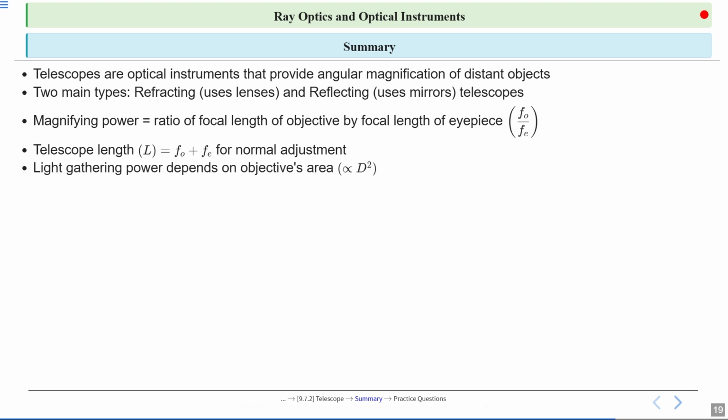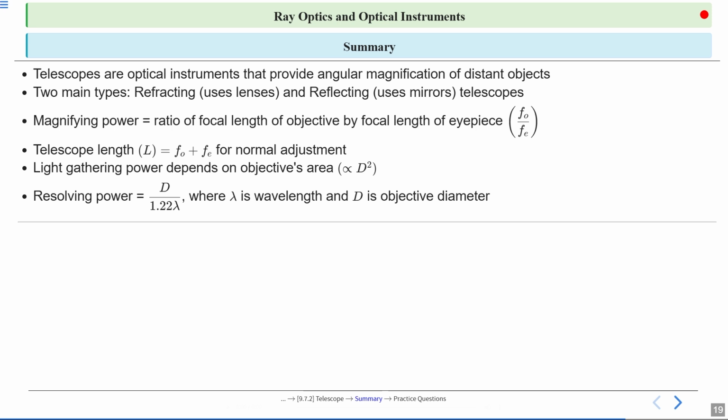Light gathering power is another critical aspect. It depends on the area of the objective lens, which is proportional to the square of its diameter, proportional to d squared. A larger diameter means more light can be collected, resulting in a brighter image.